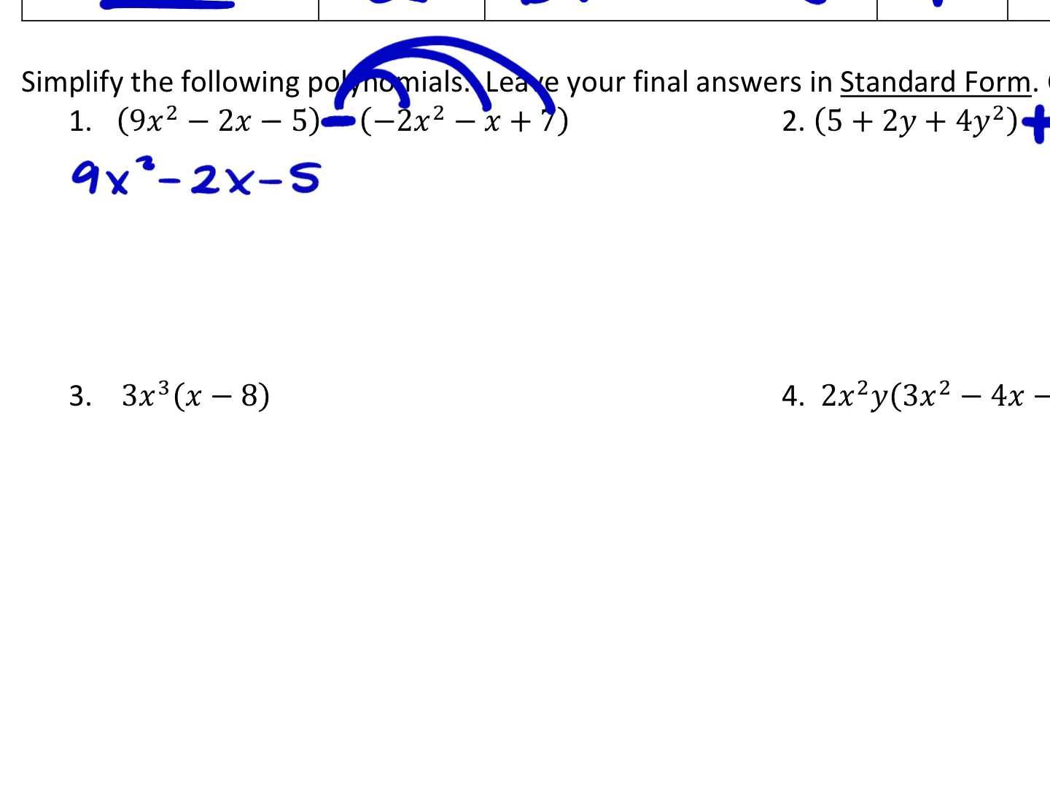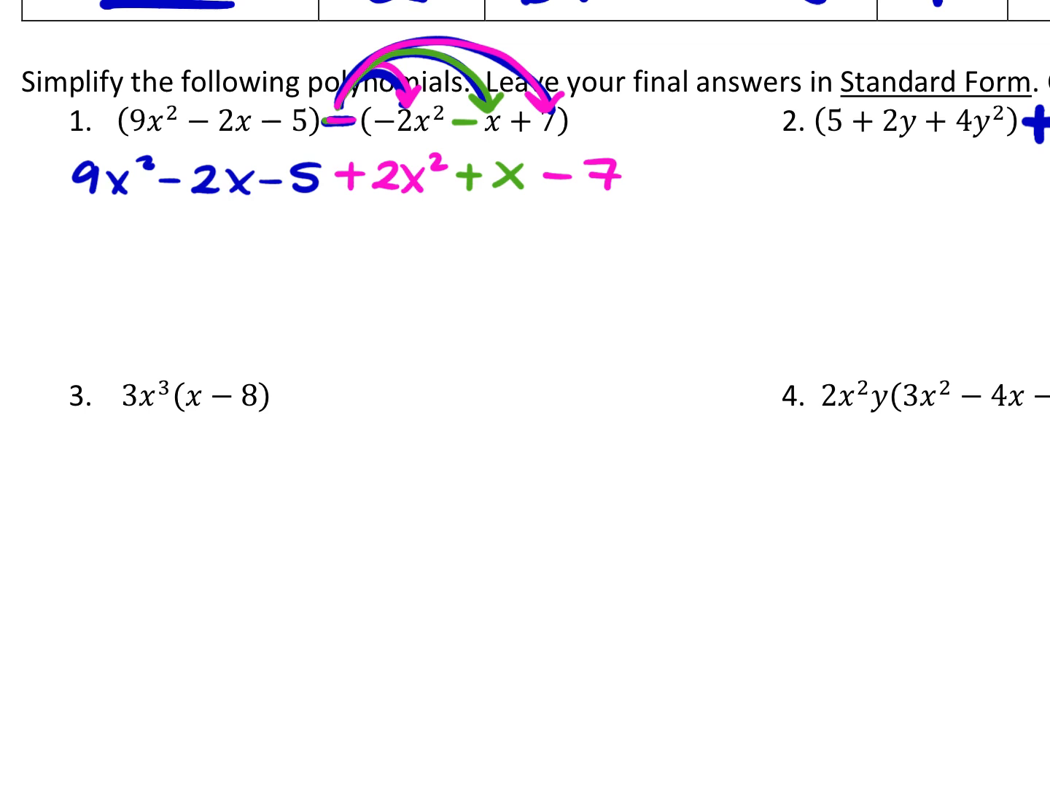What would come next? What's this going to become? The pink? A positive. It's minus a negative 2x squared. So that would be plus 2x squared. What would this one become? A positive x, right? It's minus a negative x. And then the last one, would it be positive or negative? Negative. That one's going to be negative. Minus a positive is just minus a positive 7.